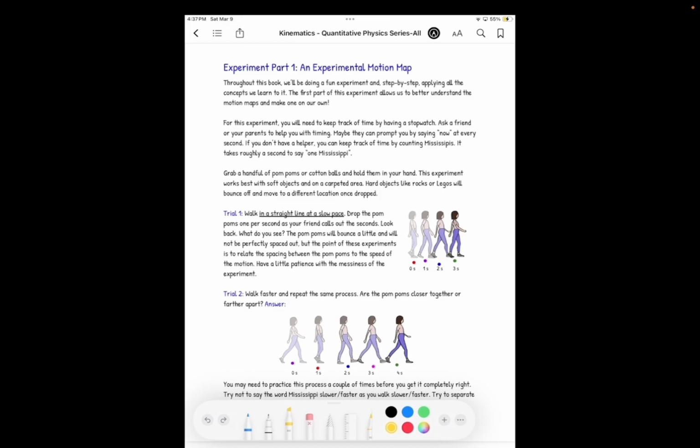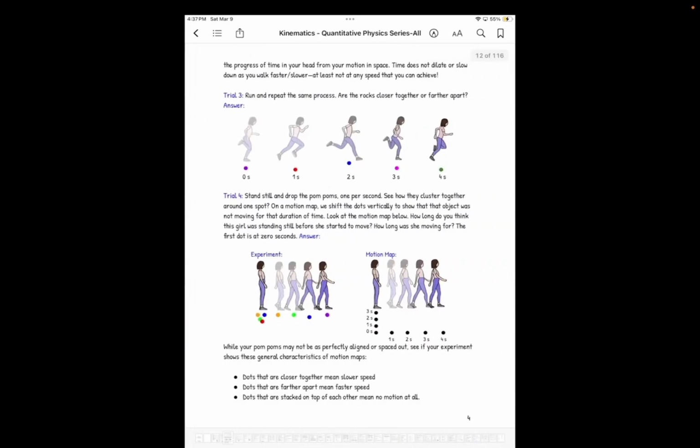Now you walk a little bit faster. If you walk a little bit faster, you're going to see more distance between the pom-poms. And if you walk even faster than that, or if you run, the distance between the pom-poms is going to increase even further. Okay, so this is going to clarify a lot of issues that people have in the motion maps.